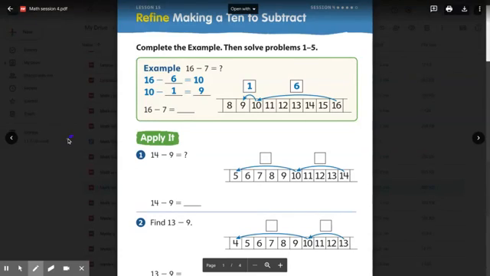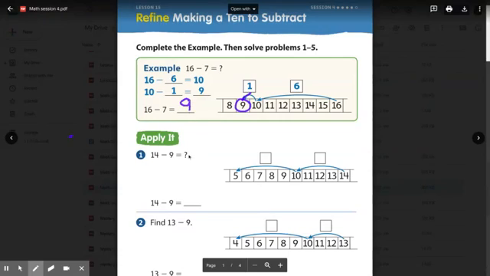All right, so to check your answers up here in the sample problem, they did 16 minus 7, and to get to 7, they took away 6, and then they took away 1 more. That makes 7. So 16 minus 7 is 9.